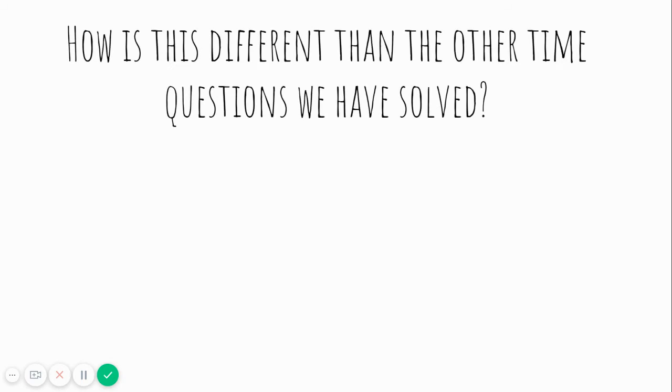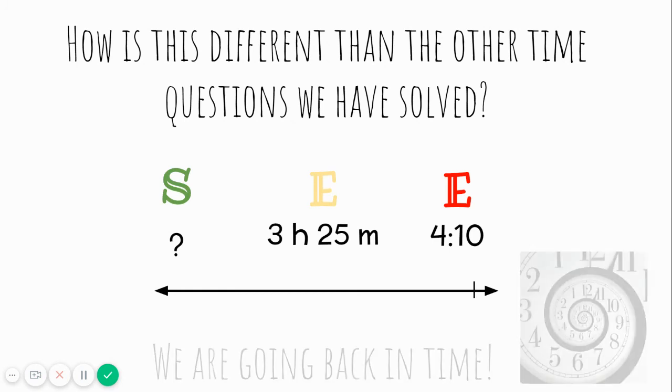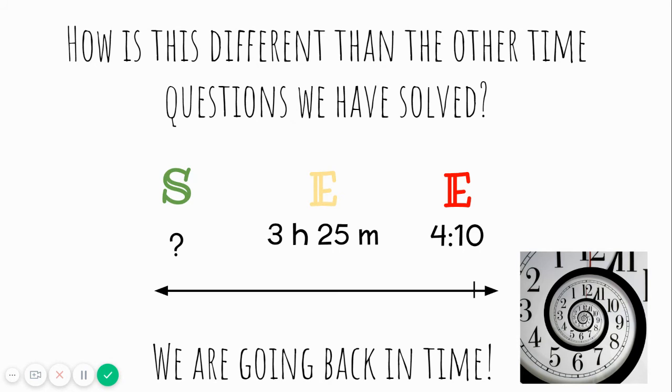How is this different than the other time questions we've solved? We're going back in time. We're starting with the end and we're going backwards. So in all the other scenarios we had, we were working forward. This time we're going to be working backwards.